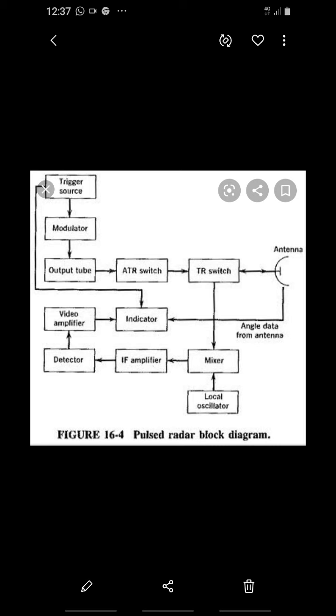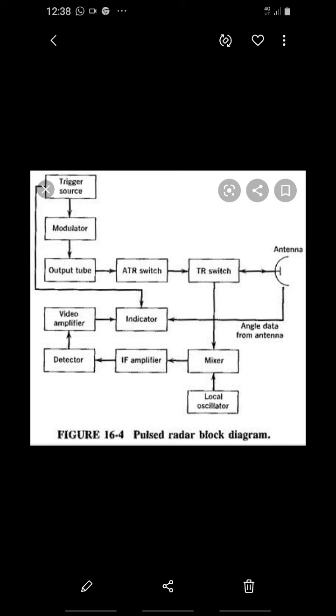The output of the high frequency oscillator is a pulse modulated sine wave carrier. Then it travels through the duplexer to the antenna. The antenna, usually a parabolic reflector antenna, is used for both transmission and reception.